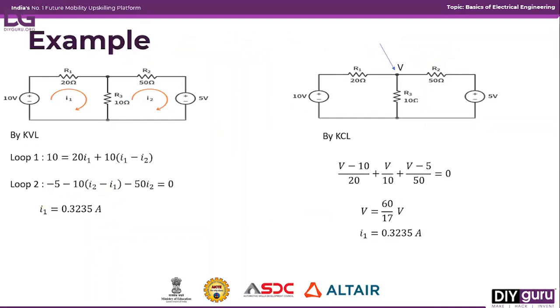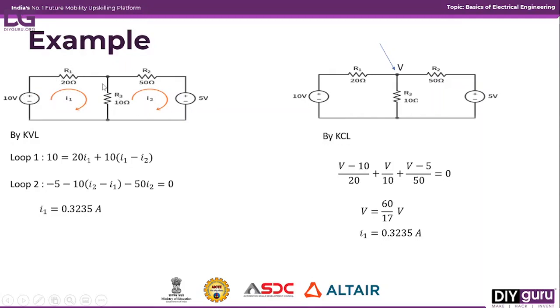Now we'll take one small example to understand this KVL and KCL. Here we have taken one simple circuit. You can see the circuit has two loops, two sources and three resistors. If you want to apply the KVL, first we need to mark the current directions. I have taken the current direction like this. Now just apply the KVL in the first loop. The supply is equal to the sum of these two drops, right?